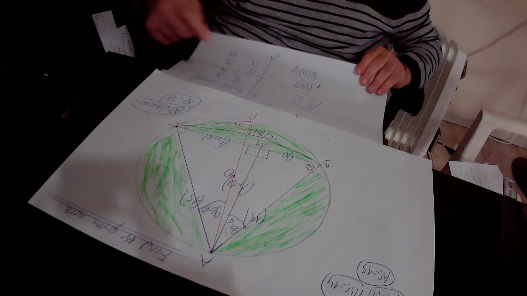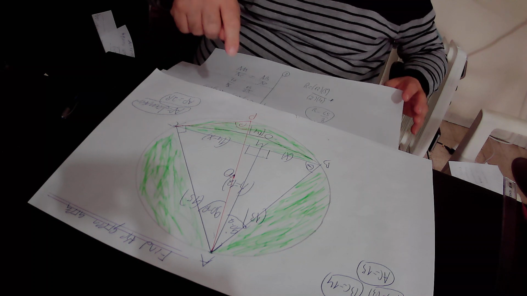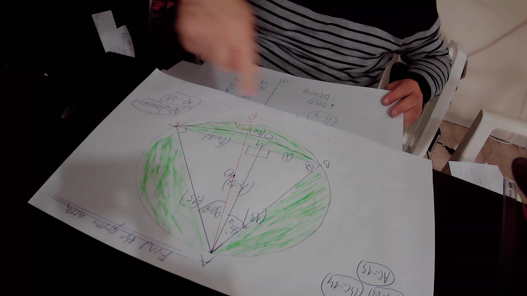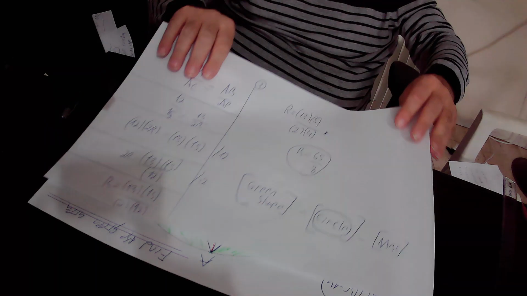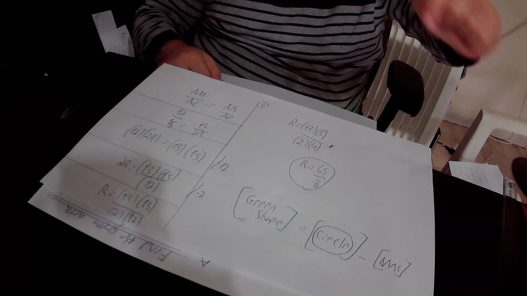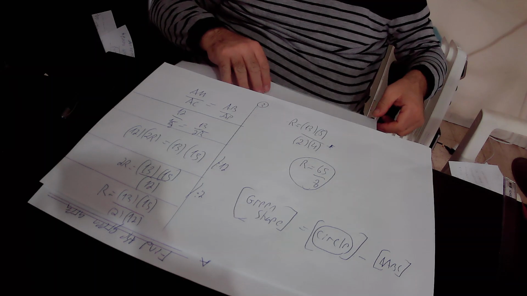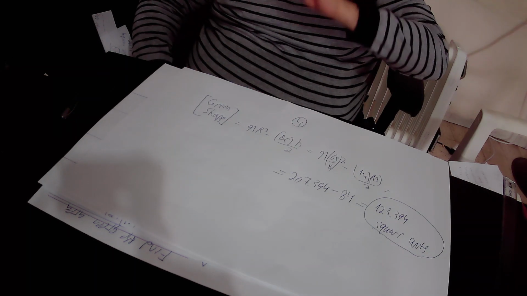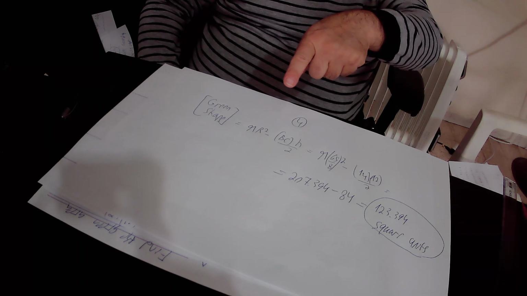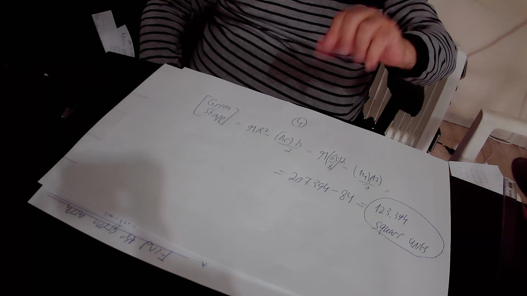What is the area of the green shape? From the drawing it is very easy to see that the area of the green shape equals the area of the circle minus the area of triangle ABC. I repeat again, the area of the green shape equals the area of the circle minus the area of triangle ABC. So the area of the green shape equals the area of the circle, that is pi r squared, minus the area of triangle ABC.